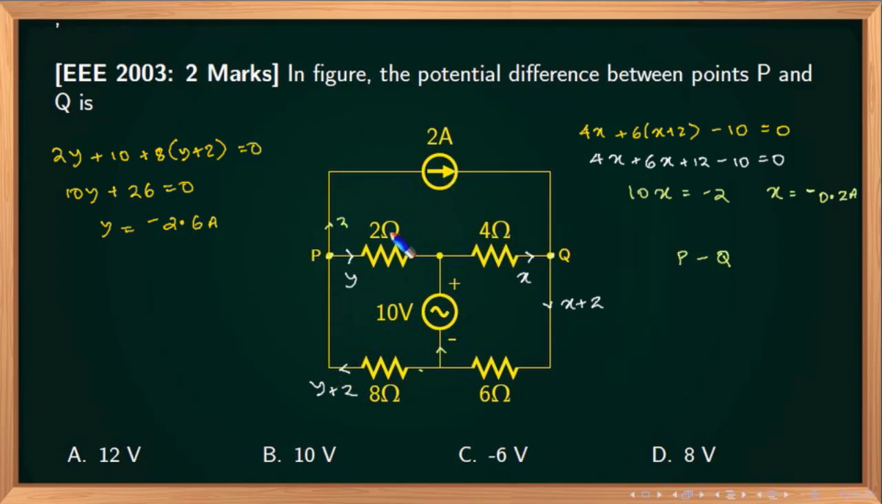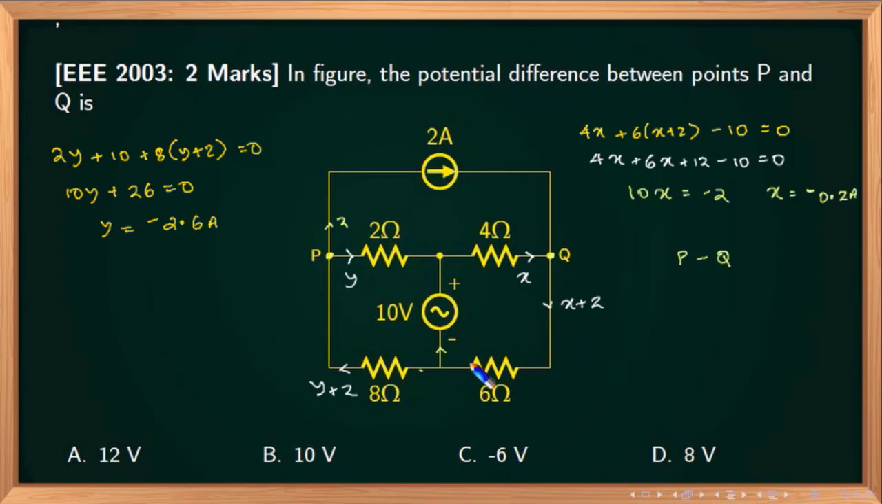2 flows through this branch, and y flows through the 2 ohm, because this is a 2 ampere source. I know that if a current source is there in a particular branch, the value of the current source will be the value of current that flows through that branch. So this is 2. Now I have two loops and I can write two equations and find the value of X and y so that I can find the potential drop between P and Q.